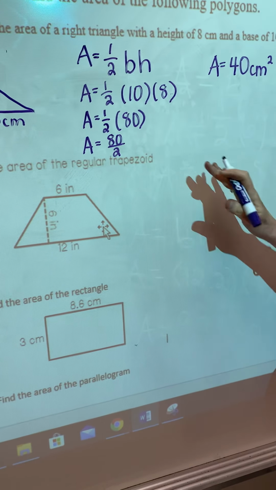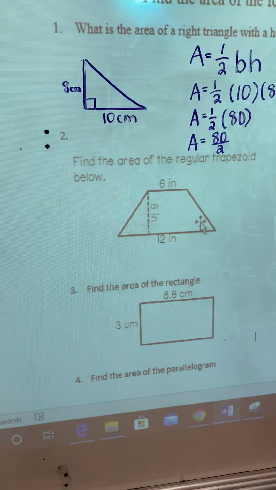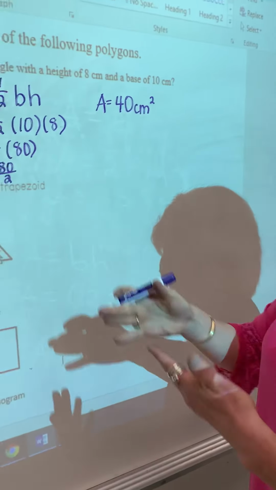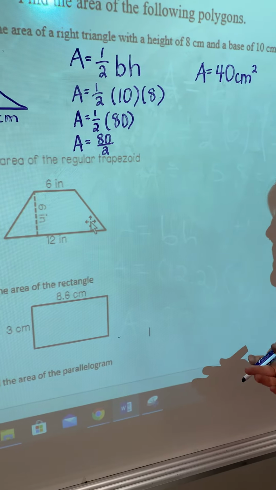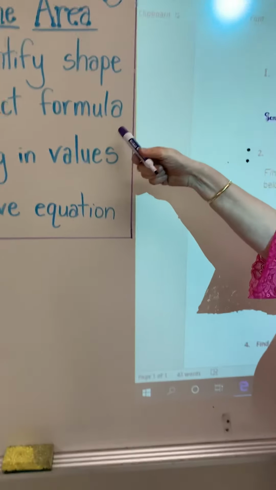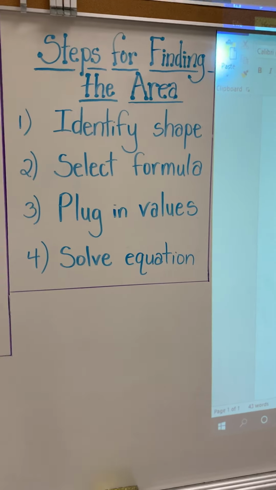Number 2, a lot easier. They already drew the shape for me and they gave me the values. So all I have to do now is to pick out my formula, and then I'm going to start solving.